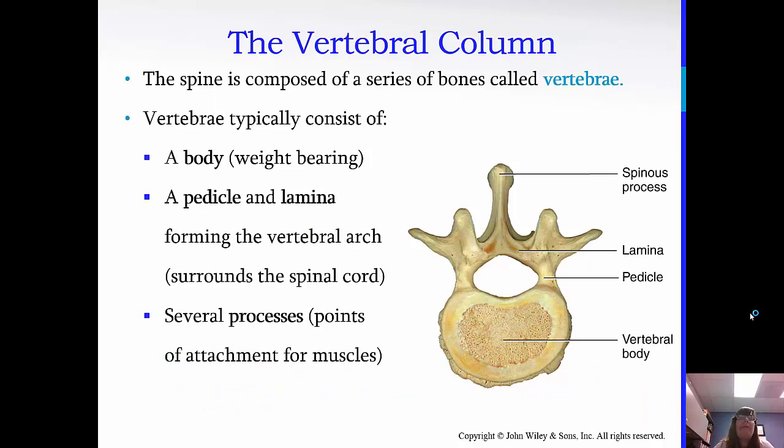The spine is composed of the vertebrae. So a vertebra has a body, which is that main portion, a pedicle and a lamina, which form the vertebral arch and surround the spinal cord, and then several processes, which act as points of attachment for muscles.